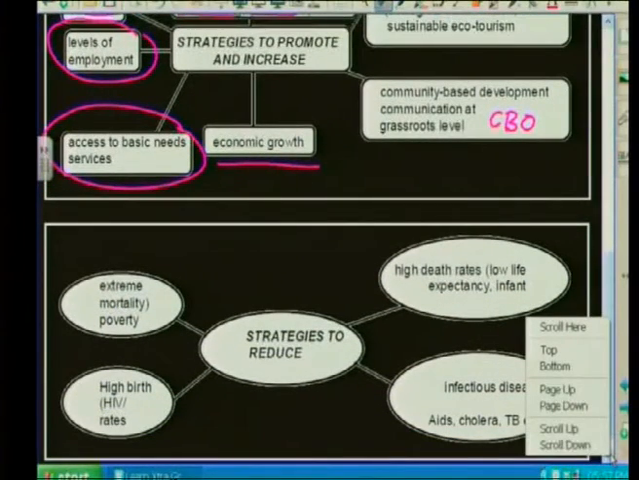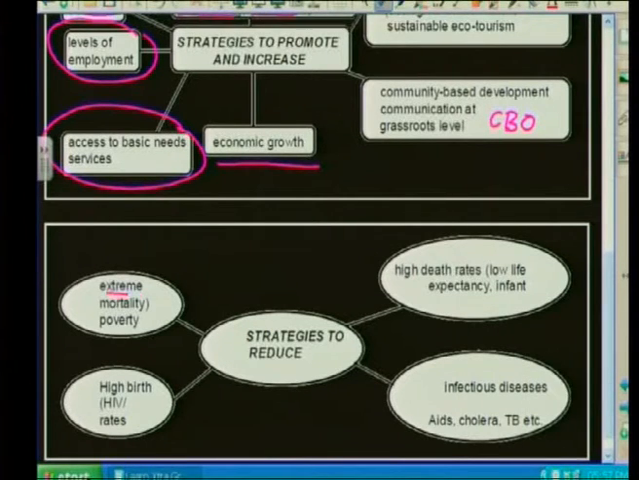Some of the factors that impact negatively on rural development strategies are as follows. The extreme mortality and poverty. Currently, large tracts of land are being neglected. This leads to soil erosion, which further means that these areas cannot be farmed and therefore cannot be productive. Simply, this increases the rate of poverty in our country.